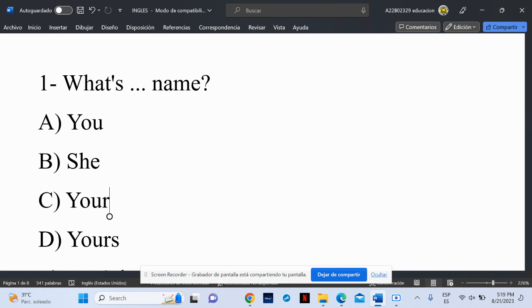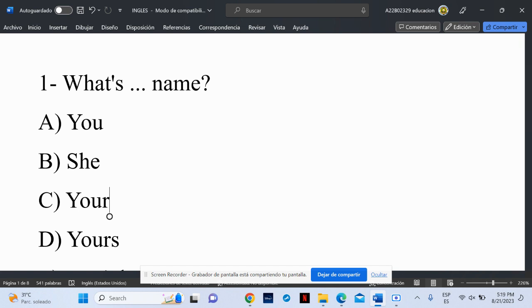The first one is a question. O sea, la primera es una pregunta. Cuando trabajamos con preguntas, las preguntas tienen una estructura. Y esa estructura consiste en tener the W questions, o sea, las opciones le llamamos W questions. For example, what, how, that's W questions.